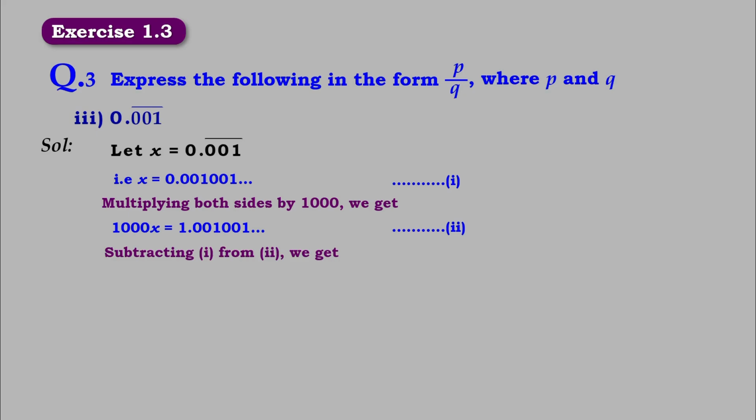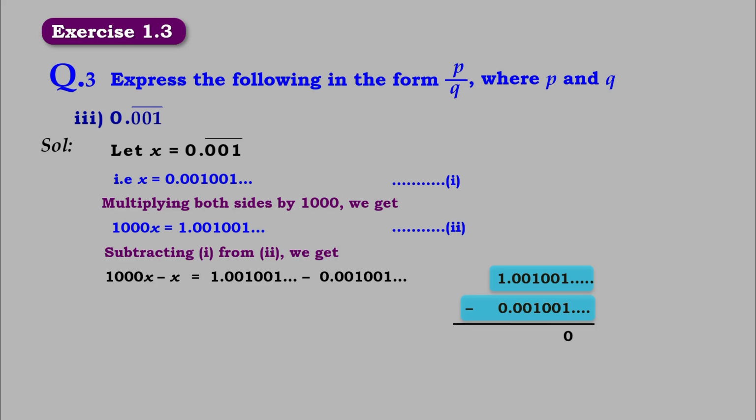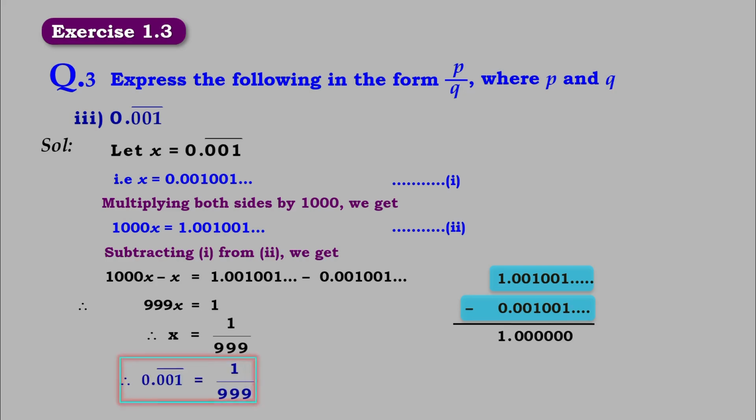Now subtract 1 from 2, we will get 999x equal to 1, x equal to 1 by 999. So this is the final answer.